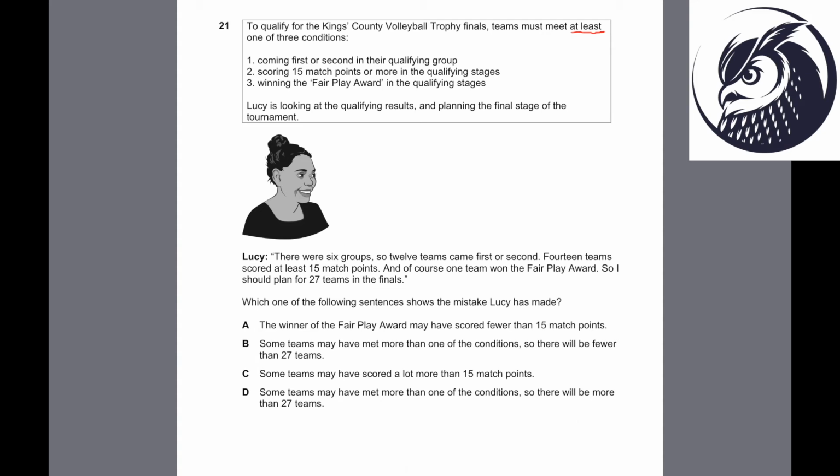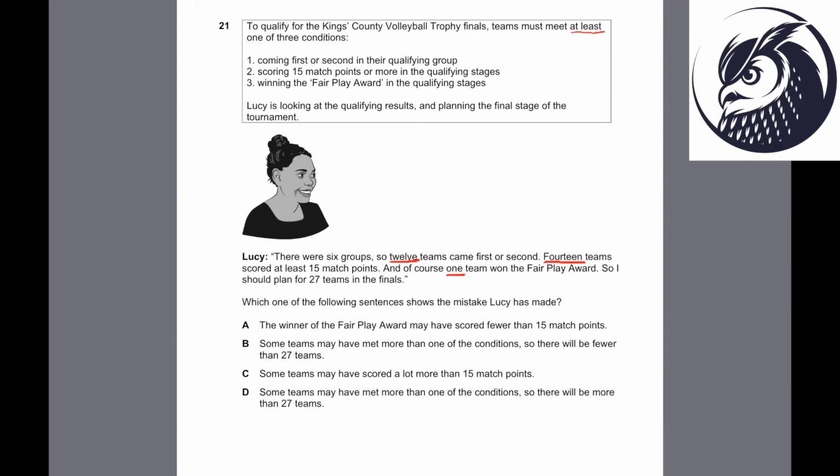And then she goes on to say that 14 teams scored at least 15 match points. Okay, so we know that 14 of them scored 15 or more match points. 12 came first or second. And of course, 1 team won the Fair Play Award. So I should plan for 27 teams in the finals. Which one of the following sentences shows the mistake Lucy has made?